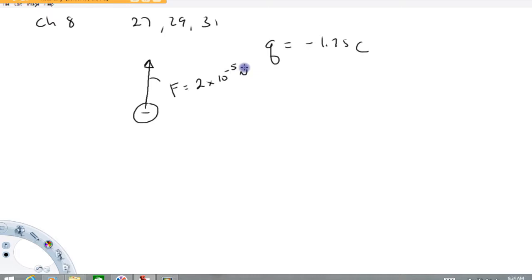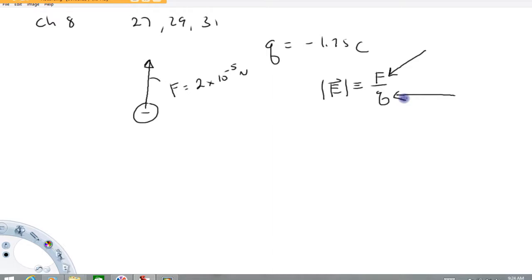So in order to find the electric field, I would start with the definition of the electric field. The electric field magnitude is defined as force over charge. You are given a force, you are given a charge. So that's a pretty straightforward calculation.